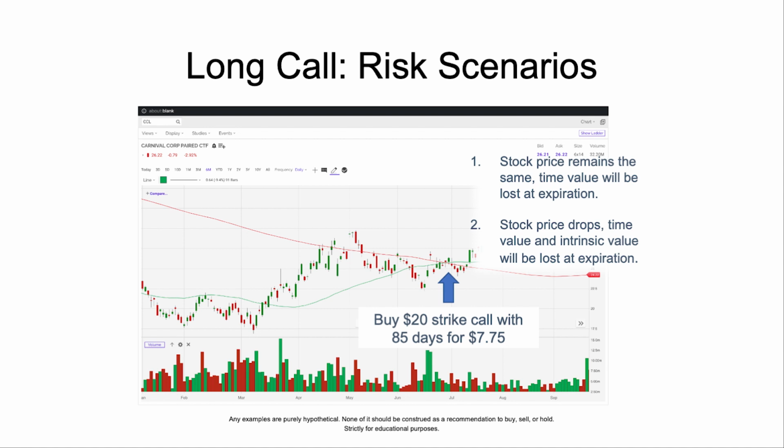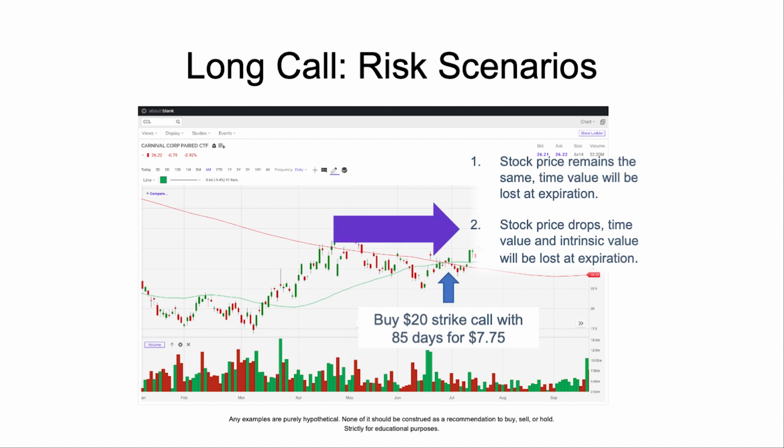Now, there are a couple of places that we might identify risk in this particular trade. We, of course, expect that the stock will go up. That's why we take this strategy. What happens if the stock price just stays the same? It doesn't go up, but it doesn't go down either. Well, in that instance, the time value will be lost at expiration. Remember, we had a little more than $6 of intrinsic value, which means that the remainder of that is time value. So if the stock doesn't go up nor goes down, we will lose the time value, but we'll maintain the intrinsic value.